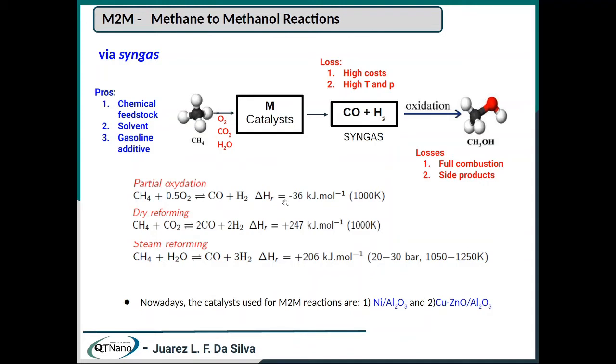When you use different types of oxygen source, you can lead to different types of oxidation reactions: partial oxidation when you use O2, dry reforming with CO2, and steam reforming with water. However, all of them are used at high temperatures and high pressures. Also, depending on the catalyst, methanol can lead to full combustion and side products.